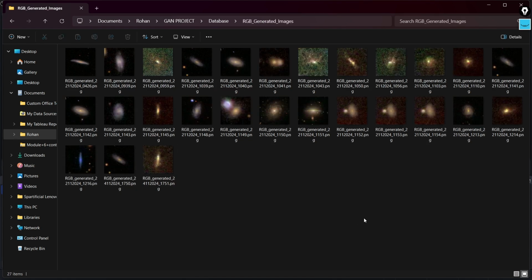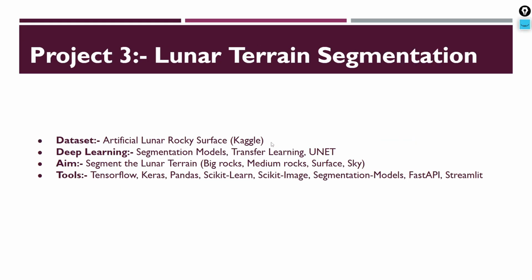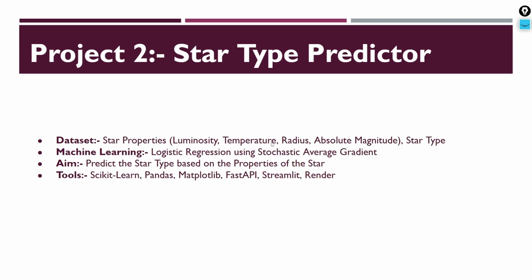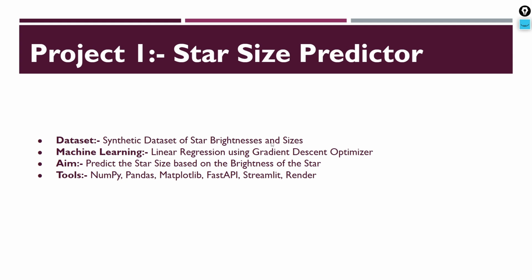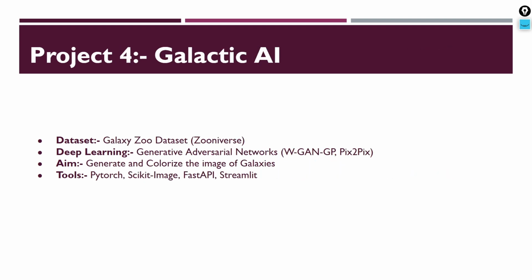So yes, that was about this project. These are the level of projects that you will be creating if you enroll in this machine learning for astronomy training program in the first 10 weeks. We started with a very basic project where we used the synthetic data set. Then we went ahead to create a star type predictor, then the lunar terrain segmentation, and finally the Galactic AI, which is a chain AI product that we have created.